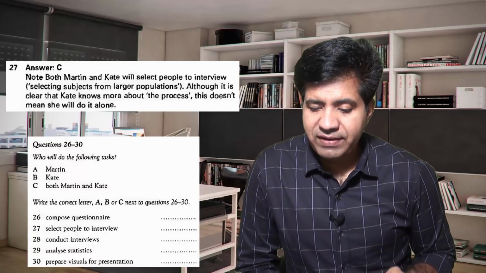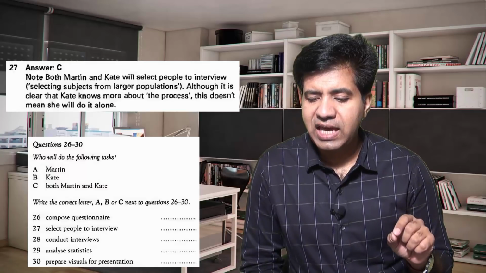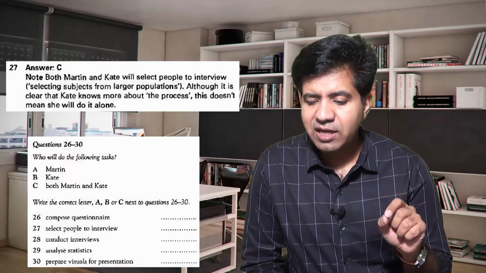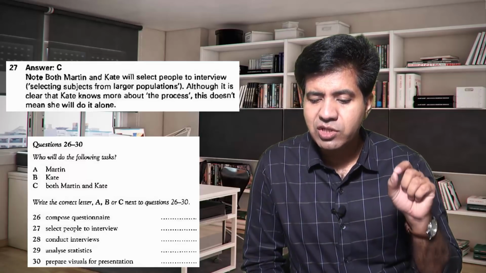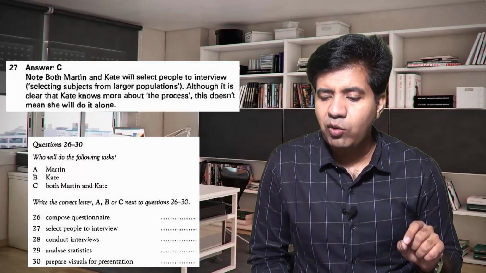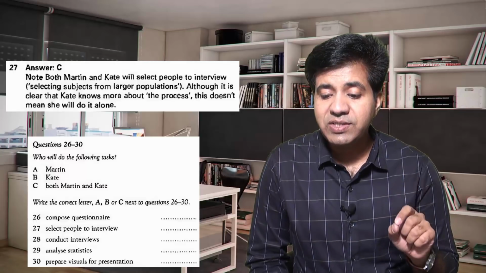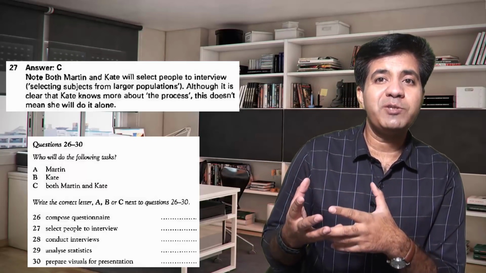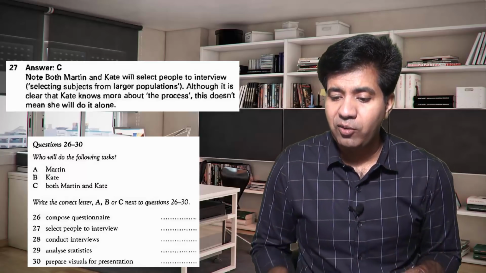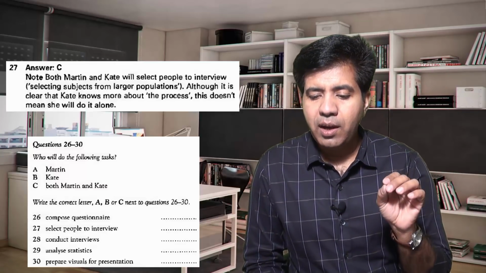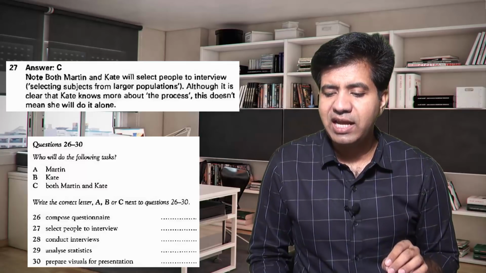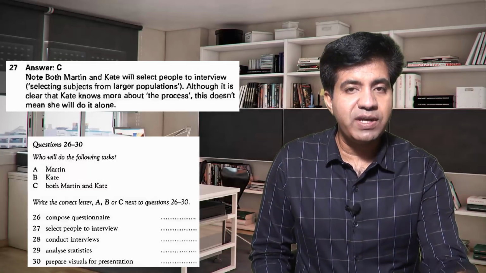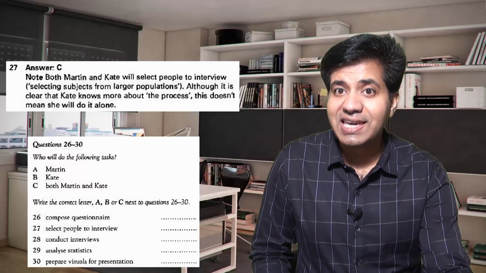Question number 27. Note both Martin and Kate will select people to interview. They say selecting subjects from larger populations. Although it is clear that Kate knows more about the process, this doesn't mean she will do it alone. They actually decide both Martin and Kate will select people to interview. So the answer for question number 27 is C.